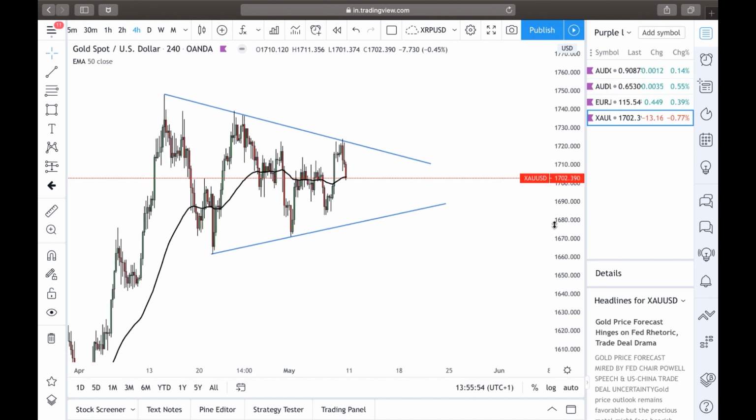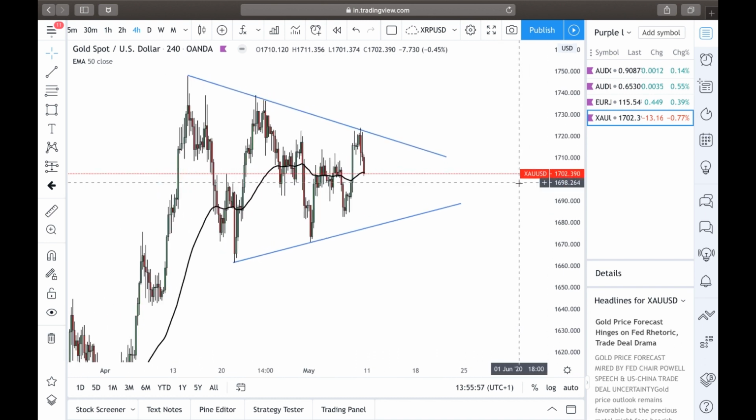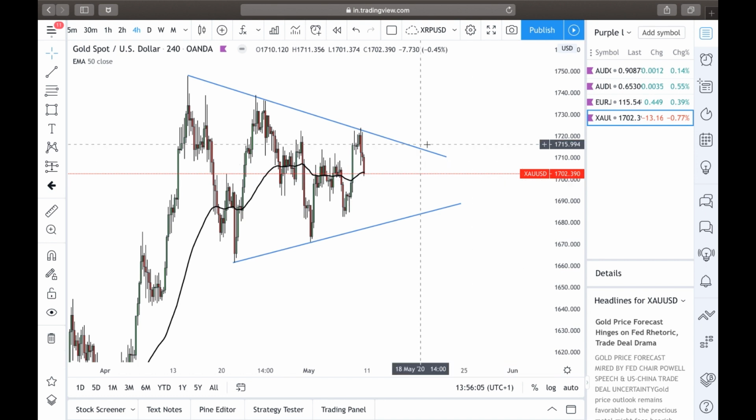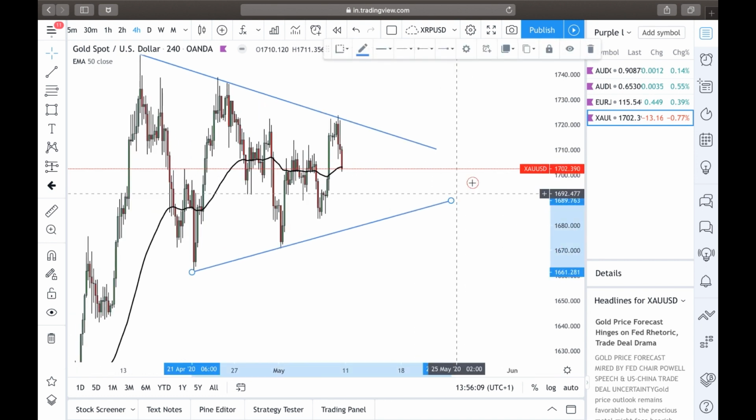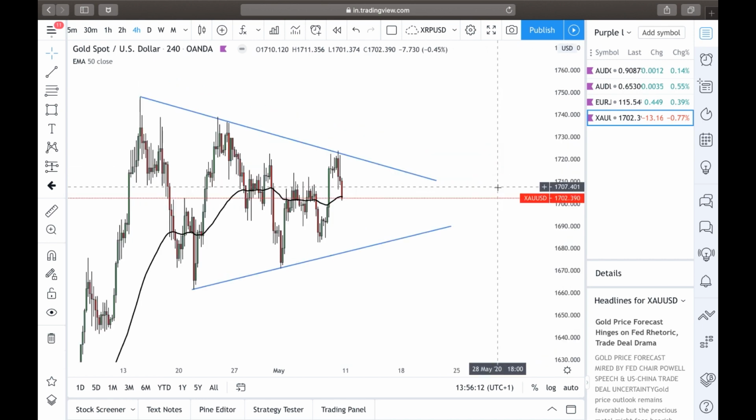My favourite is downside. I mean, news is telling me upside because of how bad the US economy is about to get. So it means gold's going to go up, but at the same time, all the technicals are telling me downside basically.